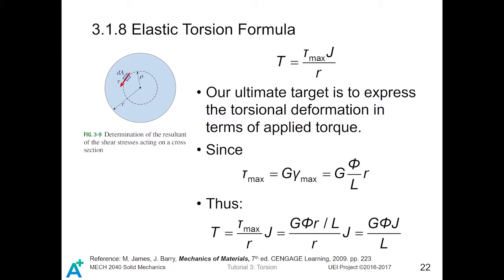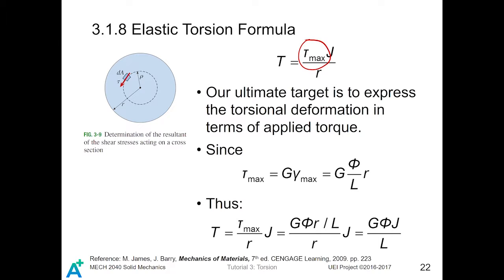However, although we get this result, who knows what tau max is, right? We don't know anything about it. We cannot observe it directly from the shaft. Therefore, our ultimate target is to express the torsional deformation in terms of applied torque.